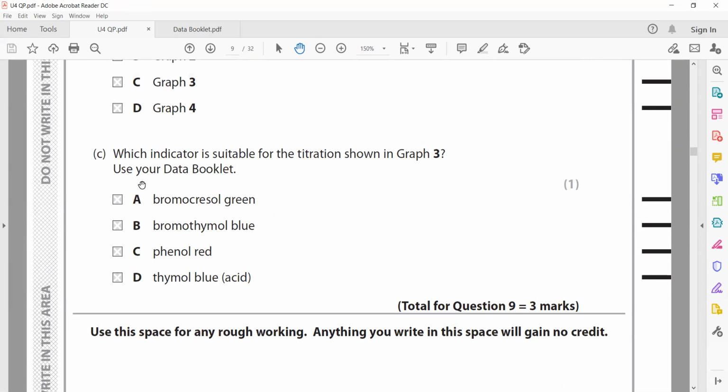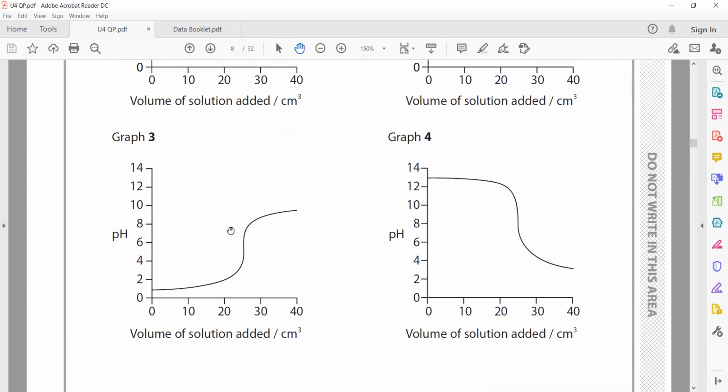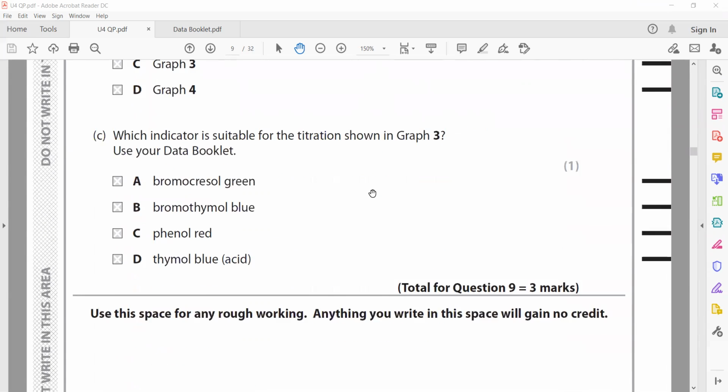Then, which indicator is suitable for the titration in graph 3? So first thing, what is graph 3? Graph 3 is for a strong acid reacting with a weak base. So you have to check the vertical part. And after checking this vertical part, you have to check the range of each indicator using a data booklet.